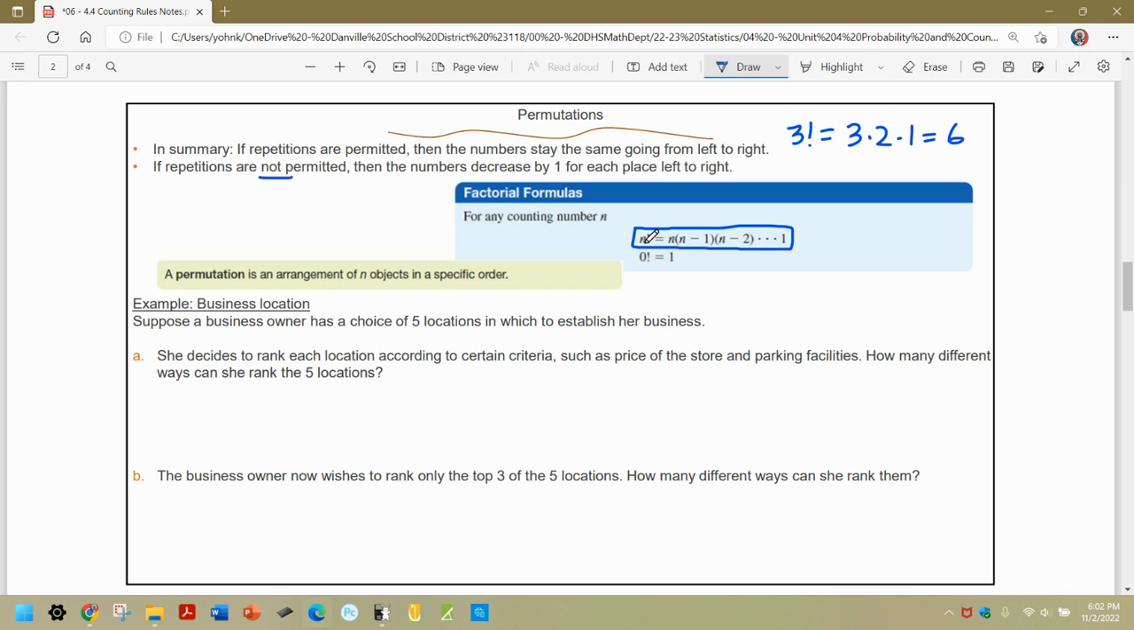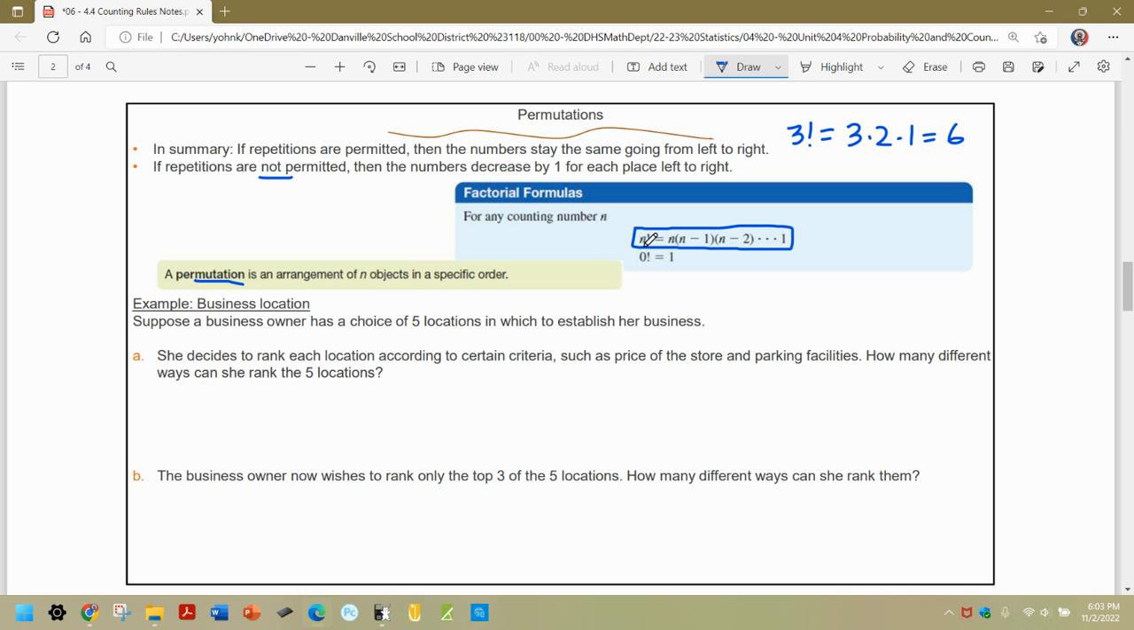This idea of a factorial is useful in doing permutations, and that's when I'm putting n objects in a specific order. So here's 10 books that I want to put on a shelf. They go in a certain order. Here are 4 books that I want to read in a certain order.